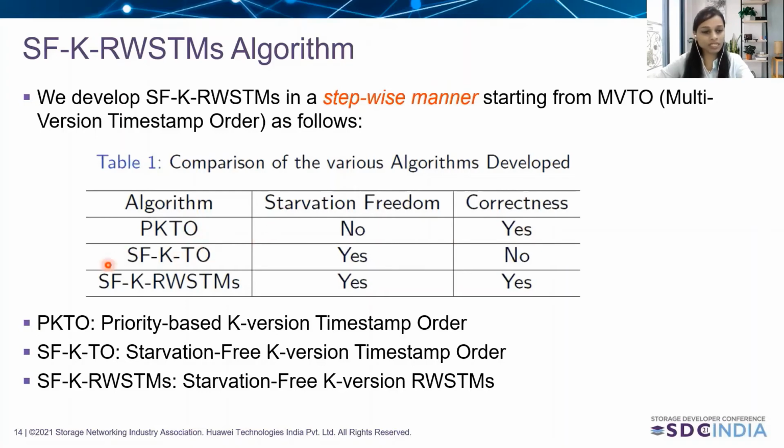So we proposed the next algorithm, which is the starvation-free K-version timestamp ordering algorithm. That ensured starvation freedom, but it was not correct. So eventually, we proposed our algorithm, which is starvation-free K-version RWSTMs. That ensures starvation freedom and it is also correct, so it serves our purpose.